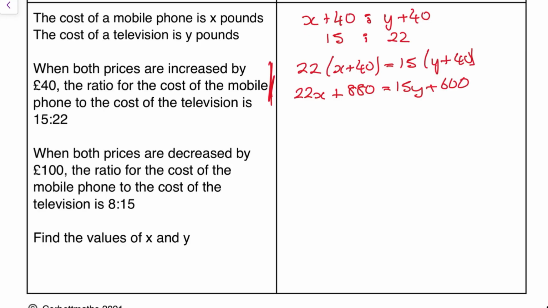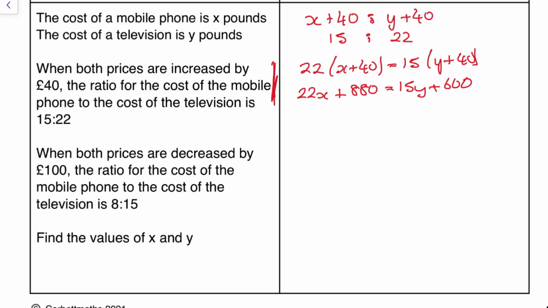And then I'm going to collect x and y's on one side, everything else on the other side. That's going to be 22x minus 15y is equal to 600 minus 880, which is minus 280, not 220. Wow, okay, these aren't going to be nice equations, are they? And that's my equation 1. And actually, just so I definitely don't lose these, I'm going to highlight that so it's nice and clear for everyone.